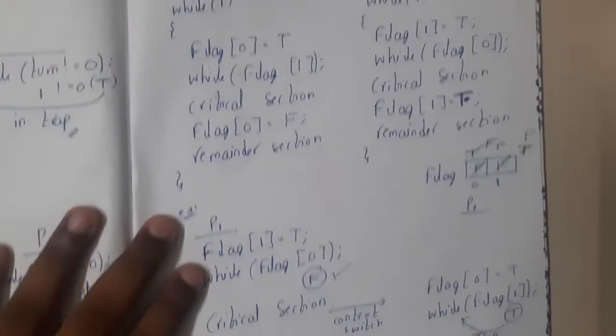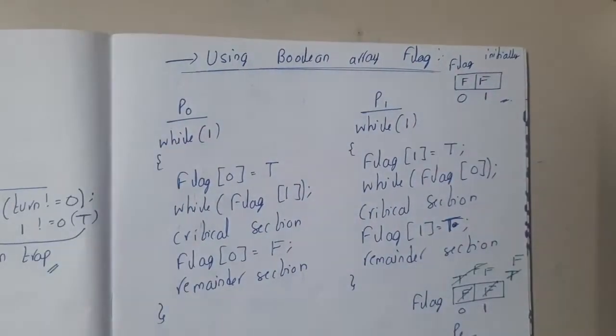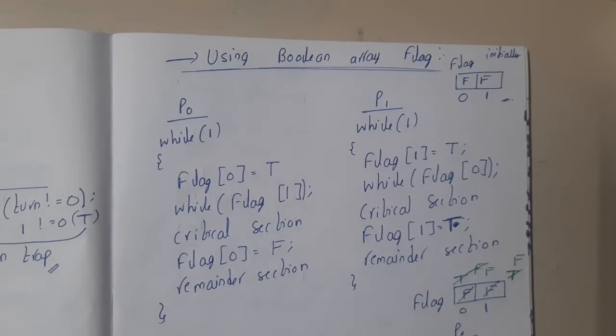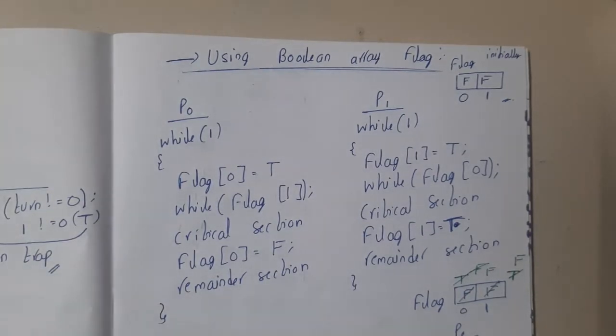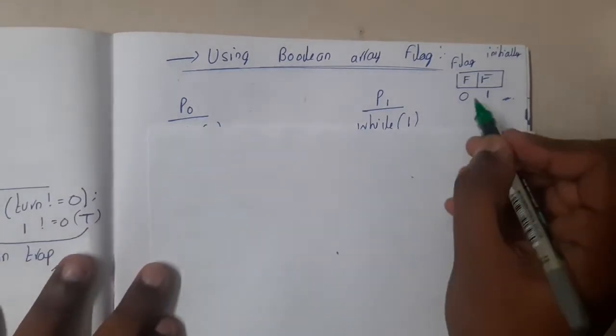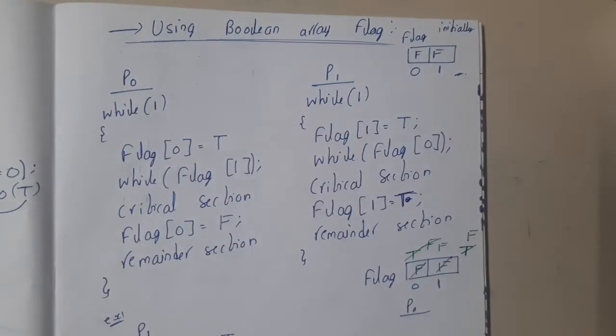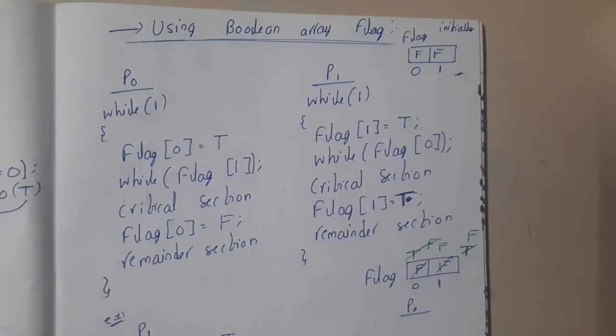Now let us go through using a Boolean array flag. Instead of using a single variable like turn, here we are going to use an array. I'll be drawing it directly rather than writing the whole code. Just give me a second.